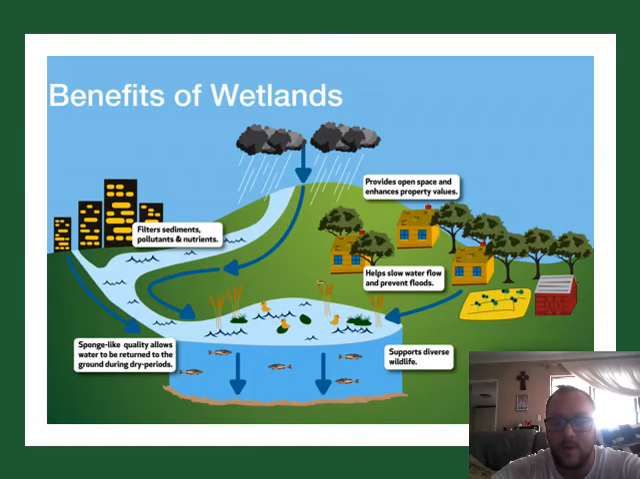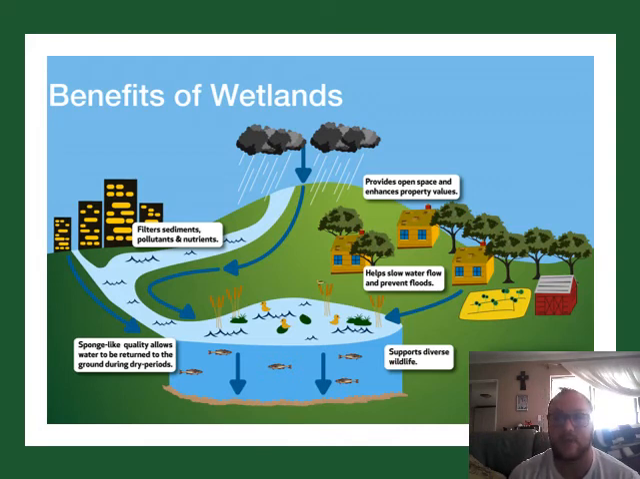Okay, so what are the benefits of a wetland? And I expect you to know at least 3 of these, because it's quite important. So it filters sediments, pollutants, and nutrients, which I mentioned earlier, from urban areas and or rural areas. Its sponge-like quality allows water to be returned to the ground during dry periods. Okay, so there is a water table. So there's water in the ground itself, and that water is actually able to rise up to the surface if it becomes quite dry. It provides open space and enhances property values.